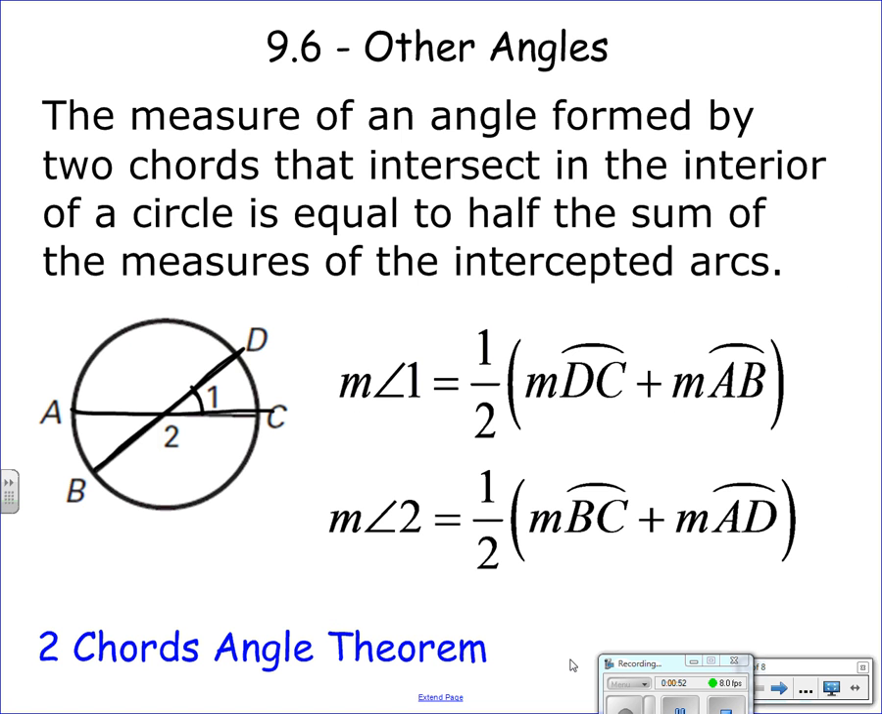So what that means, the measure of angle 1 is going to be 1/2 the sum. Make sure you realize it's addition. This is the only one of our theorems that's addition. DC plus AB. So 1, because 1 intercepts DC, and 1 is congruent to this angle over here, plus AB. Now for angle 2, that's half the sum of BC plus AD. And if we were to use this in proofs, let's call this the two chords angle theorem.